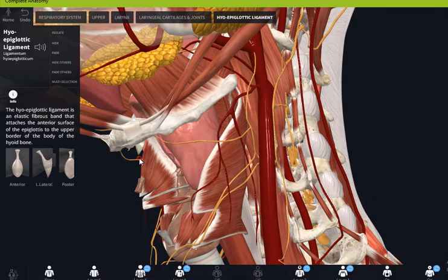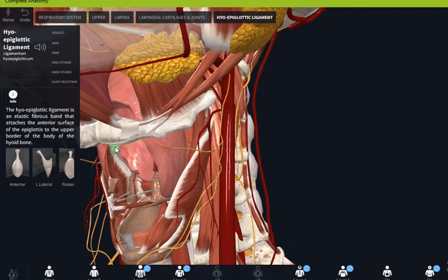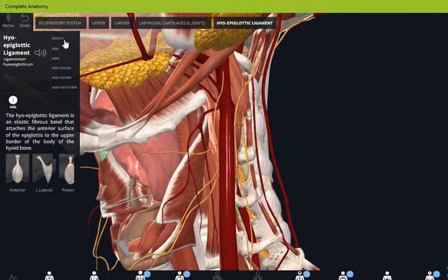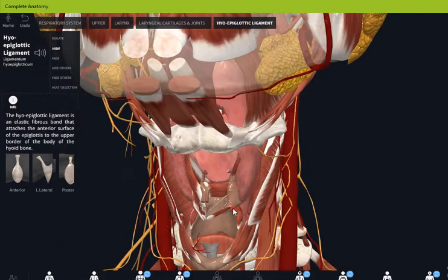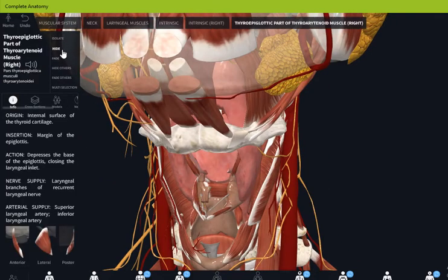The hyoepiglottic ligament makes it so that the epiglottis is connected with the hyoid bone. It's only when you are feeding that the epiglottis can shift to close the laryngeal opening. So we hide it. We come and hide the different aspects which are involved with the larynx.